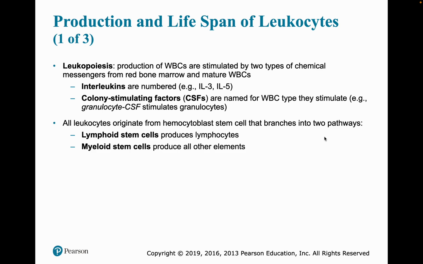So if we're studying the production of leukocytes, the process we would call leukopoiesis is stimulated by two types of chemical messengers from the bone marrow and other mature white blood cells, basically grouped into interleukins and colony-stimulating factors. Interleukins will be numbered. Colony-stimulating factors are named for the white blood cell that is produced in response to their presence. So, for example, a granulocyte CSF would stimulate granulocytes to grow.